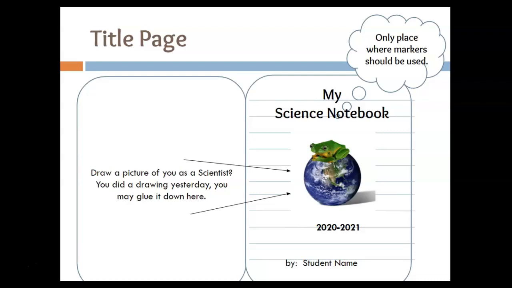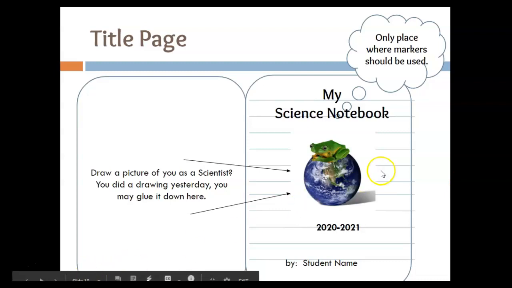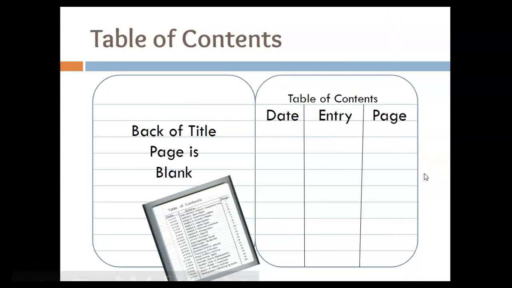You drew a picture yesterday of you as a scientist. Go ahead and take this picture and glue it down on this page of your notebook. Next, you're going to flip your title page, and it's going to be blank. We're going to leave this page blank. But on the next page, I want you to title it Table of Contents. Create 3 columns. One is date, entry, which is where your title of each page will go, and then the page number. And we will get to the page numbers here in just a second.